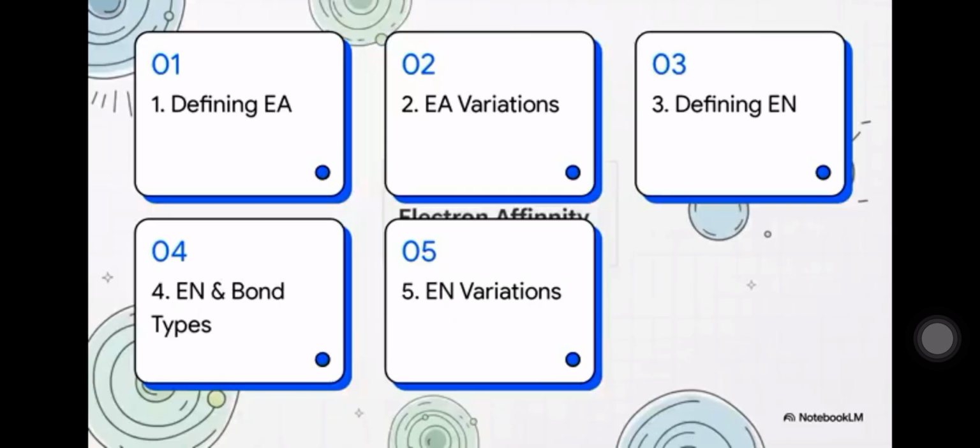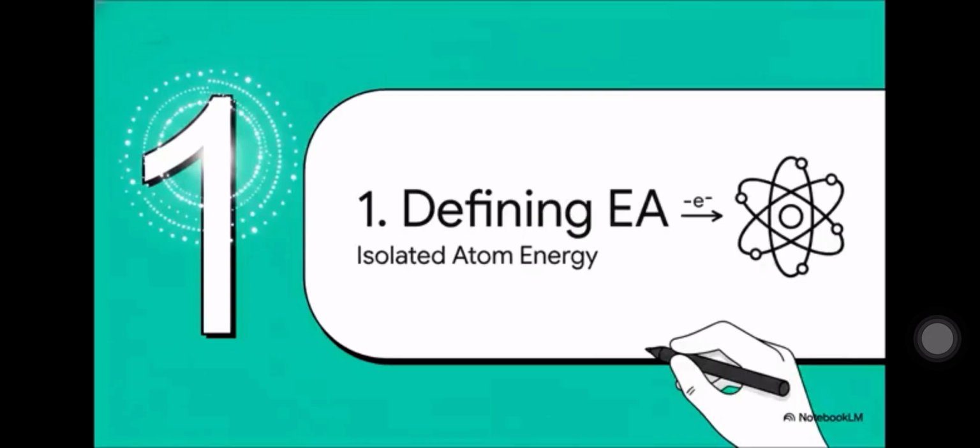Here's our exact roadmap. 1. Defining electron affinity. 2. Electron affinity variations. 3. Defining electronegativity. 4. Electronegativity and bond types. And finally, 5. Electronegativity variations. All right, starting off with section 1, defining electron affinity.